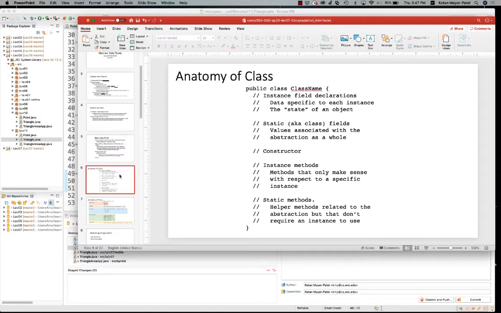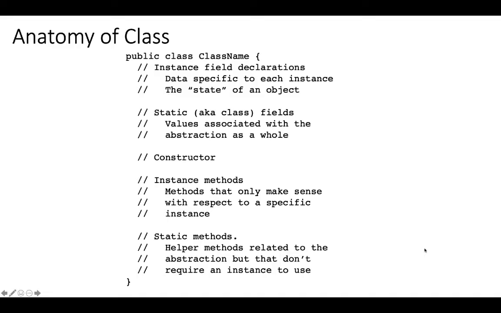Okay, so just kind of recapping now what we know. So now we kind of can see what's in a class, right? So any given class is going to have these kind of parts to it. If it's defining an abstraction, if it's modeling a particular kind of object, then it's going to define instance fields, right? That's the data that is specific to each instance of an object. It's the state of any given object, right? It might have static fields or class fields. Those are values that aren't associated with each individual instance, but are instead associated with the whole class as a whole.